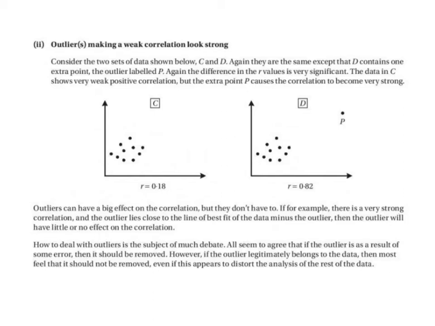So, how to deal with outliers is the subject of much debate. All seem to agree that if the outlier is as a result of some error, then it should be removed. However, if the outlier legitimately belongs to the data, then most feel that it should not be removed, even if this appears to distort the analysis of the rest of the data.